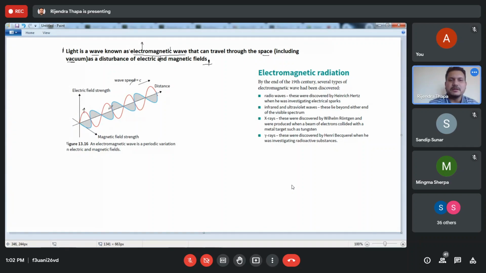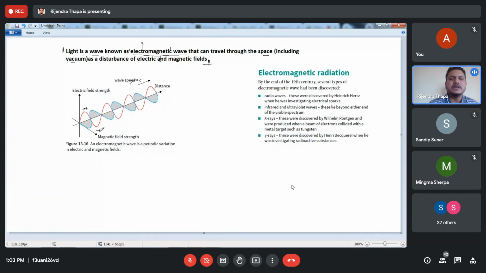So the wave is perpendicular to the electric field, the wave is perpendicular to the magnetic field, and the electric and magnetic fields are themselves perpendicular to each other. All three, electric field, magnetic field, and the wave, are mutually perpendicular to each other. That means if the electric field is along the x-axis, the magnetic field will be along the y-axis.